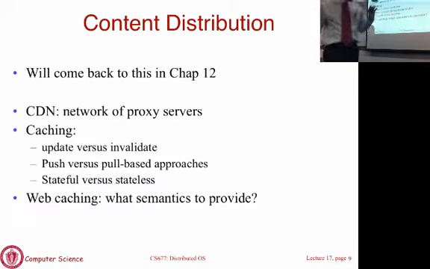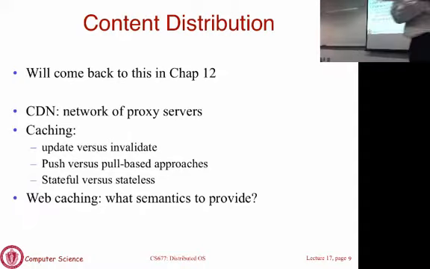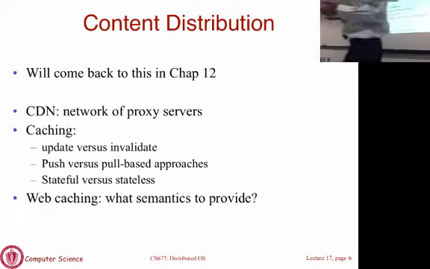And then there is this whole issue of using proxies or caches. I mentioned replication and caching are related techniques. Both allow you to keep multiple copies of data items. Caching is typically done for performance reasons. Replication itself could be done for performance or fault tolerance reasons.